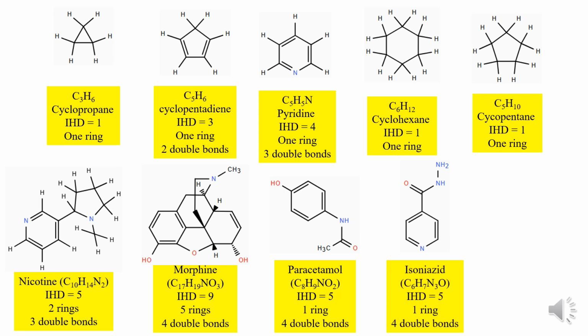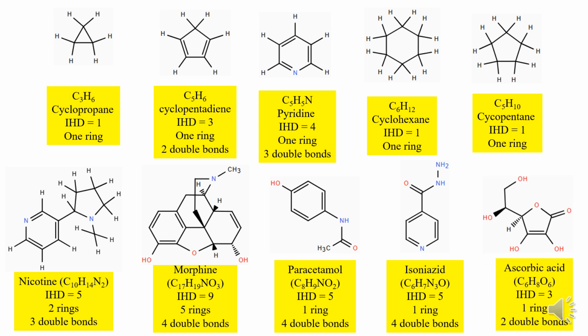And the antitubercular drug isoniazid with an IHD value of 5. It has 1 ring, that is pyridine ring, and you see the presence of 4 double bonds. 3 double bonds in the aromatic pyridine ring and 1 site of unsaturation in the carbonyl group, that is CO group.